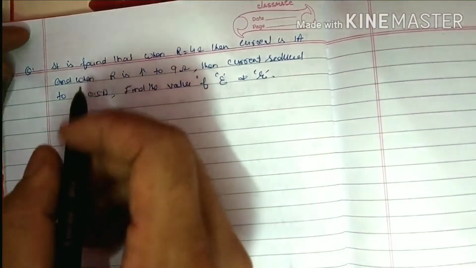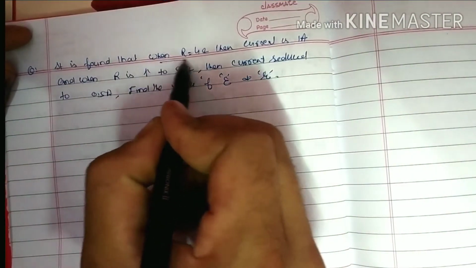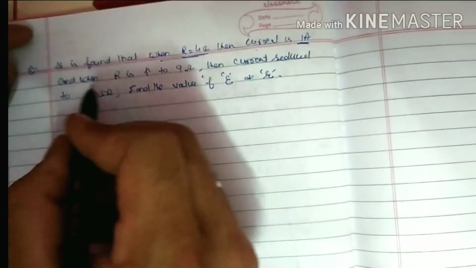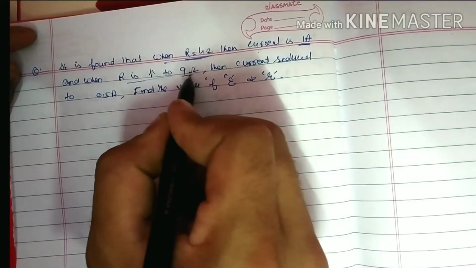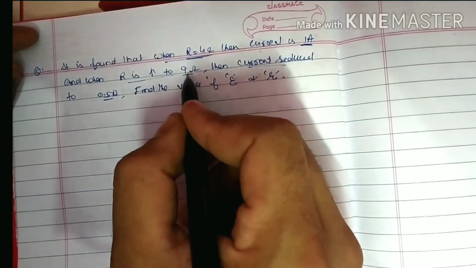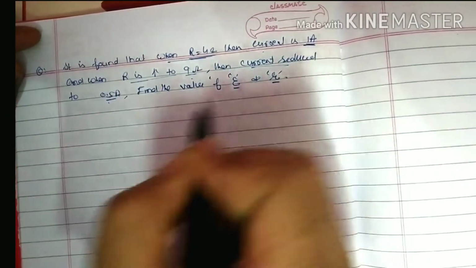Hello, come to the next numerical, an important numerical. It is found that when R is equal to 4 ohm, then current is 1 ampere, and when R is increased to 9 ohm, then current reduced to 0.5 ampere. Resistance increases, so current will decrease. Find the value of E and r.